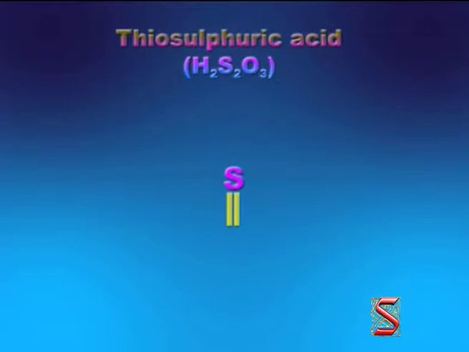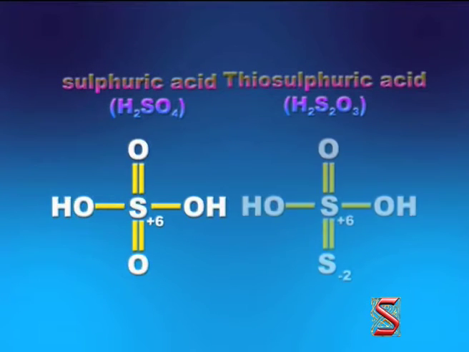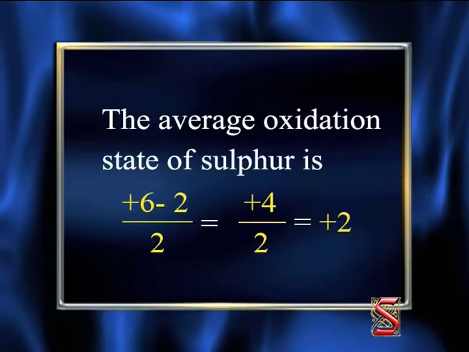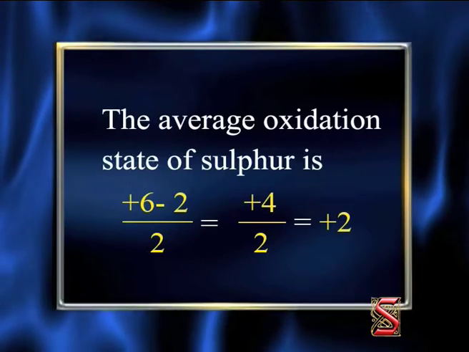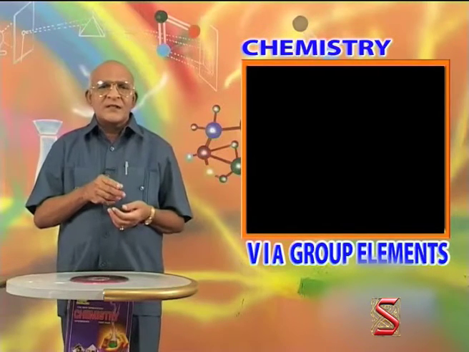Now we shall take up thiosulphuric acid, its formula is H2S2O3. In H2SO4, one oxygen atom is replaced by a sulphur atom to get thiosulphuric acid. You can see the structure of thiosulphuric acid given here. You can find the difference between the structure of sulphuric acid and thiosulphuric acid. In sulphuric acid, there is an oxygen atom that is replaced by a sulphur atom here. The oxidation states of sulphur are given as +6 and -2. The average becomes +2. It contains two OH groups, therefore it is known as dibasic acid.